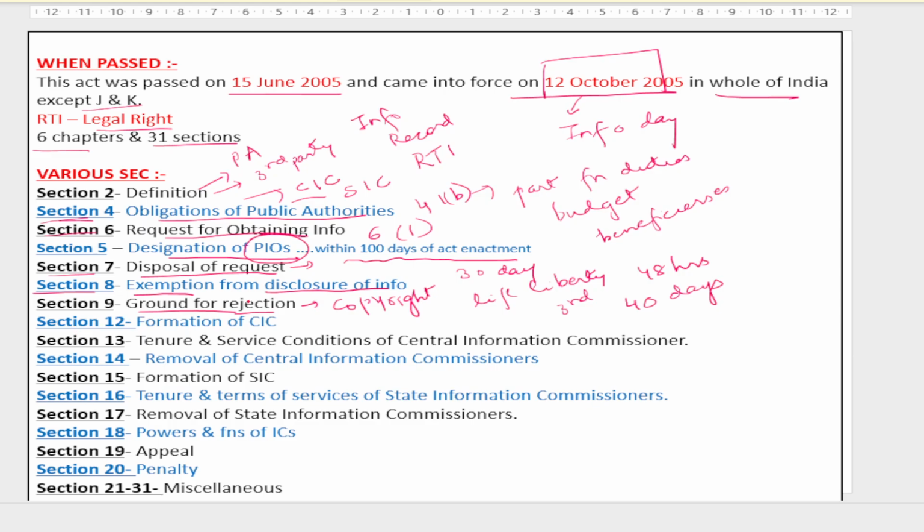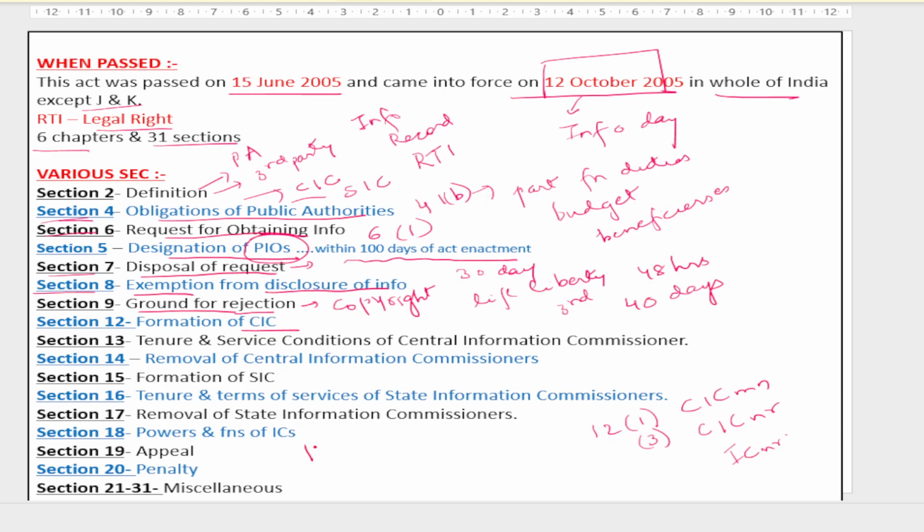Section 12 deals with the formation of the Central Information Commission. Section 12, subclause 1 deals with the formation of the Central Information Commission, and subclause 3 deals with the Chief Information Commissioner and the other Information Commissioners at the central level.